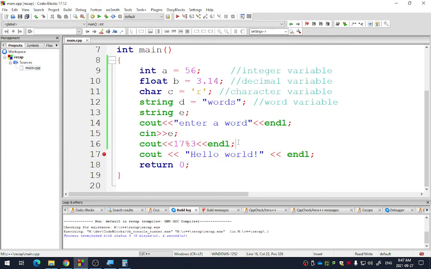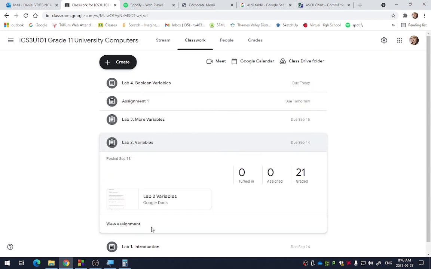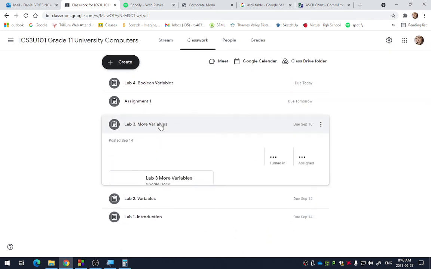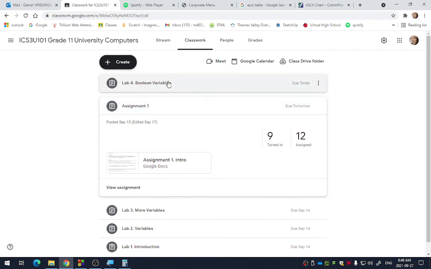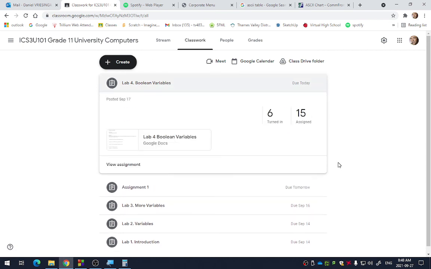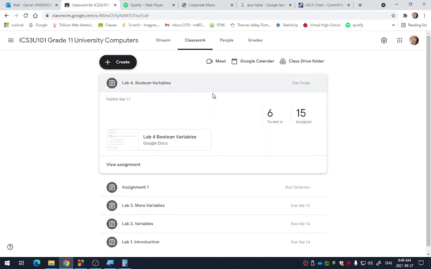Okay. So that's all the highlights of what we learned last week. We're going to have a test on labs 1, 2, and 3. Okay, so make sure you know what went on in those labs. I marked them all. Assignment, keep working on that if you're not done. Boolean variables as well, work on that today. And maybe that's all we'll do today is just work on the assignment and lab 4, okay? And we'll have a test tomorrow.